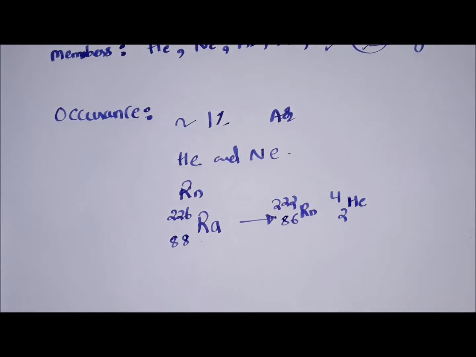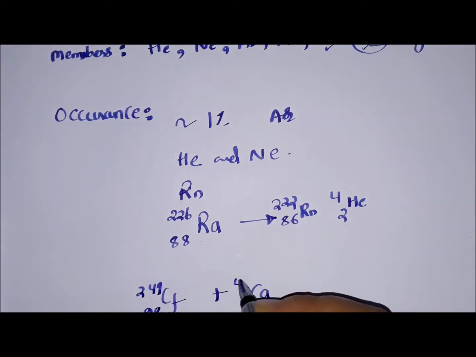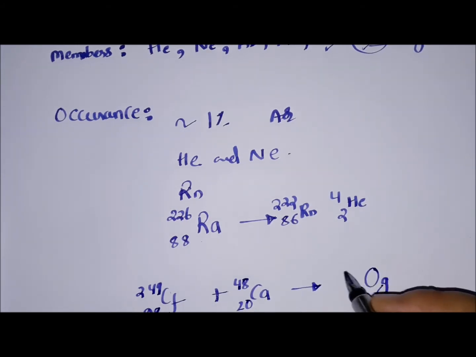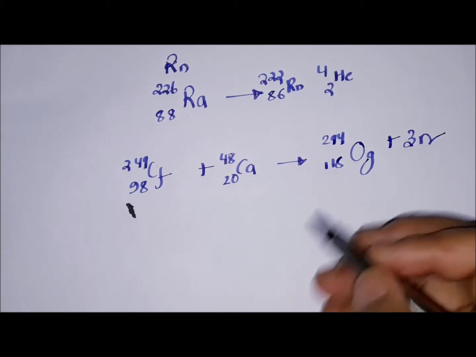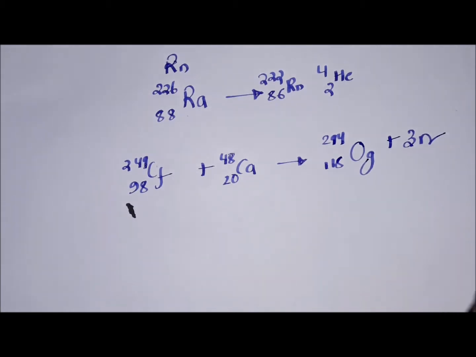Next is oganesson. This is a synthetic radioactive element, and it is prepared by bombardment of californium and calcium. Californium has mass number 249 and atomic number 98, and calcium 48 and 20. The two combine and give oganesson 294, 118 and neutrons. This oganesson is prepared in small amounts, so for that reason the study of this element is limited.